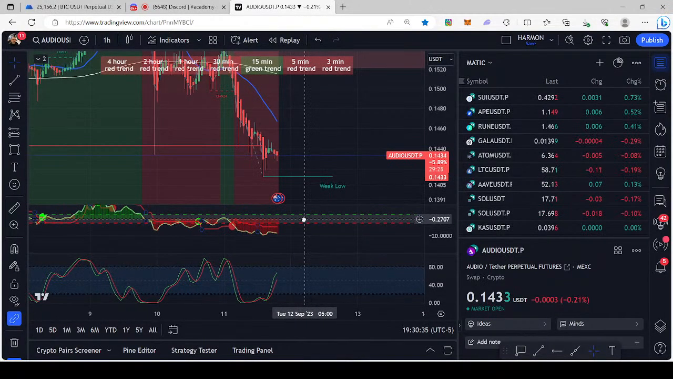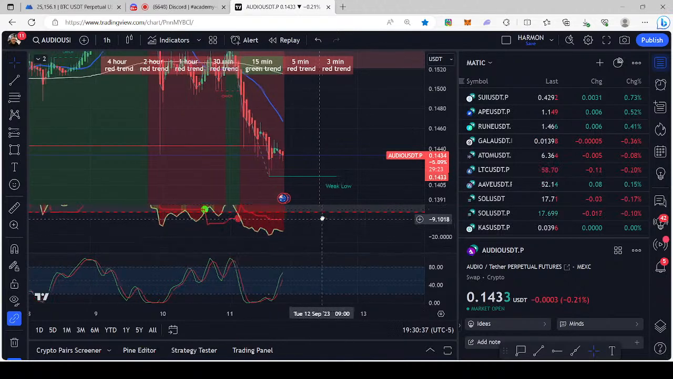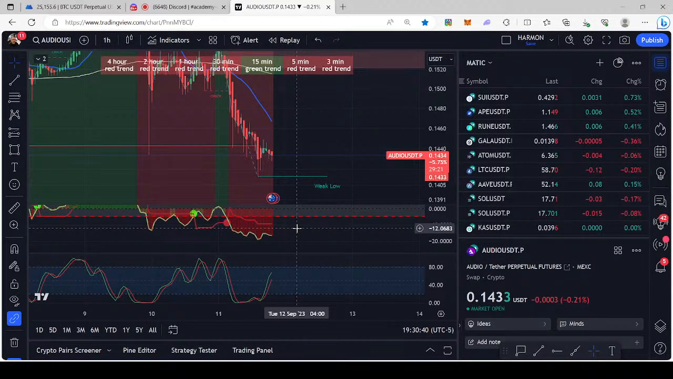That's why I was asking about it, because I'm kind of like, it's in that zone where I don't know which way it's going to go. Yeah, because it depends on how the 1 hour reacts.